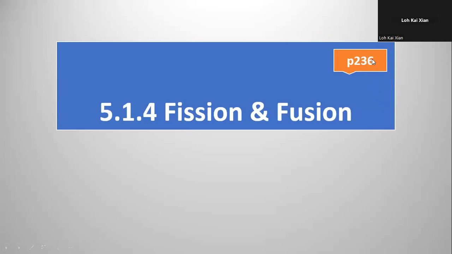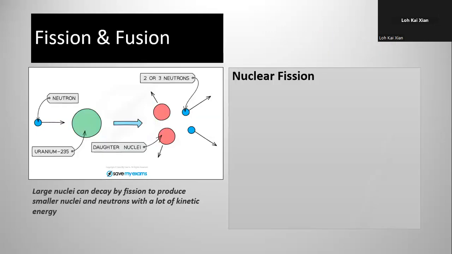This is page 236, right? Fission and fusion. This is a neutron, this is uranium-235. When you send a neutron in, they combine and then break into 2 smaller atoms. These are called daughter nuclei, plural for nucleus. And there can be 2 or 3 neutrons. So we have nuclear fission.